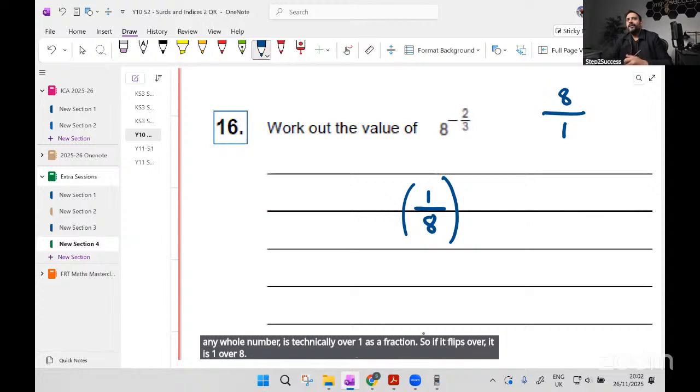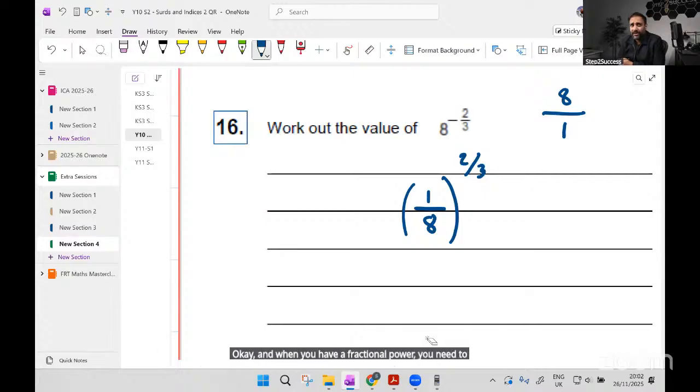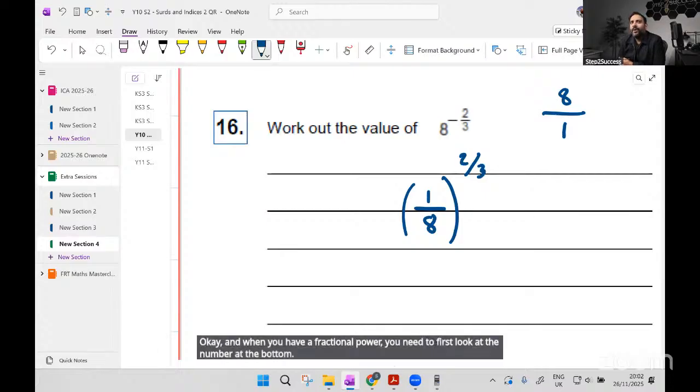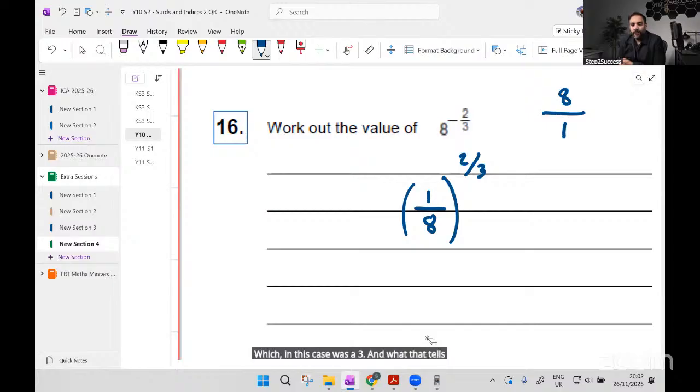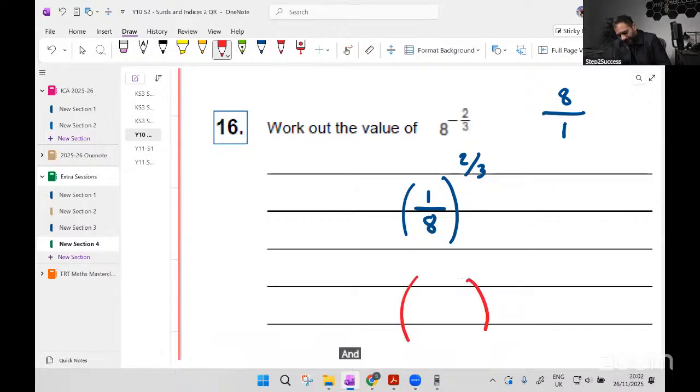Then the rest of this power, the 2/3, is still there. And when you have a fractional power, you need to first look at the number at the bottom, which in this case is a 3. What that tells you to do is cube root the fraction. When you cube root a fraction or square root a fraction, you do that thing to the top and the bottom. So if I was doing a long explanation of this, then we've got our 1 over 8. That 3 here is telling us to cube root the 1 and cube root the 8.